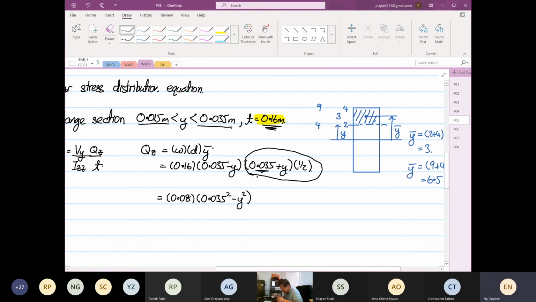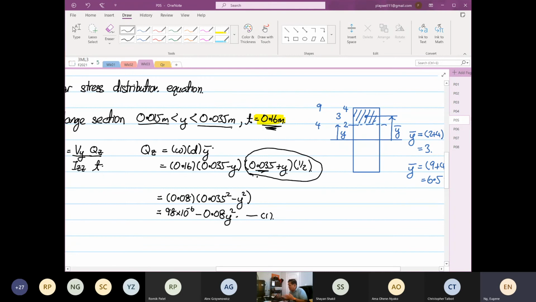Minus y squared. Okay, so this will be equal to 0.08 times 0.035 squared. So it's equal to 98 times 10 to the power minus 6, minus 0.08 y squared. Okay, so this is our equation number 1.